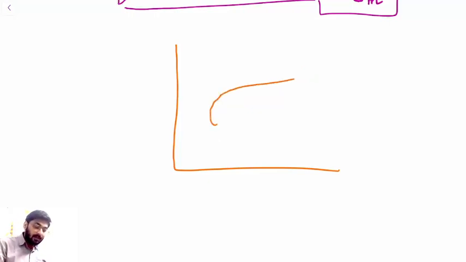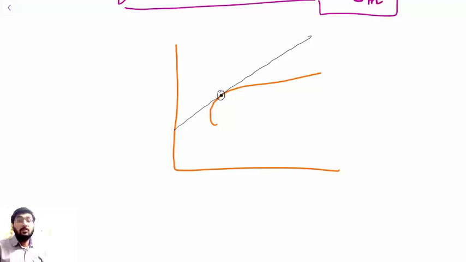I'll draw the efficient frontier curve. Okay, so this is the efficient frontier curve which is available in the market. Now I will draw a tangent to this. Now this is your market portfolio. This is my market portfolio.